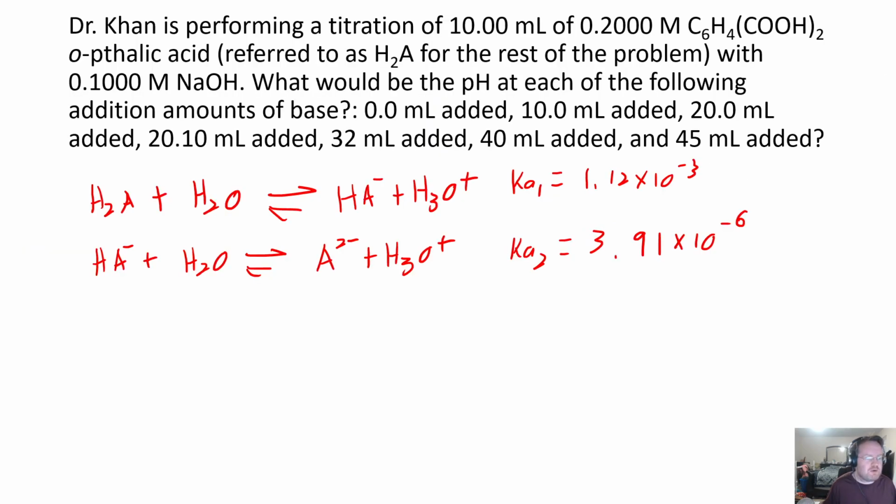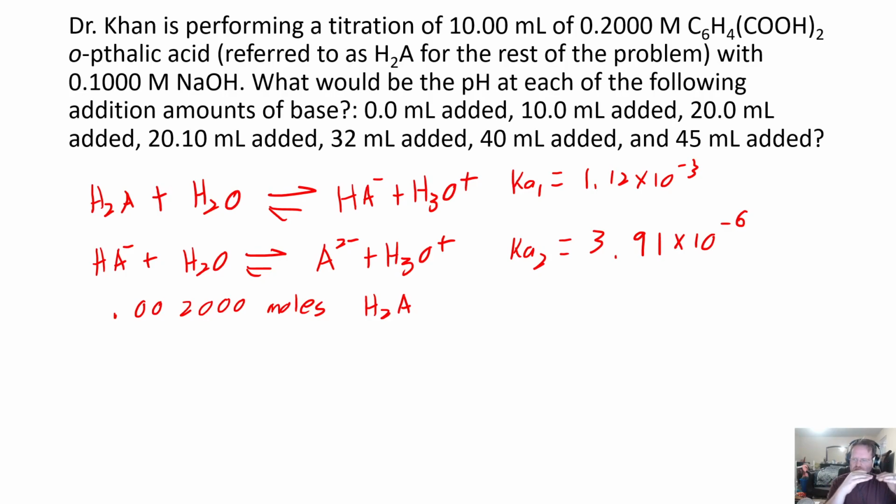So we're just going to have to go with it. I was trying to underline 10 milliliters of 0.2 molar. When you calculate the moles, you'll get that you have 0.002000 moles of H2A to start your problem with. So that's how many moles of acid we have to start.